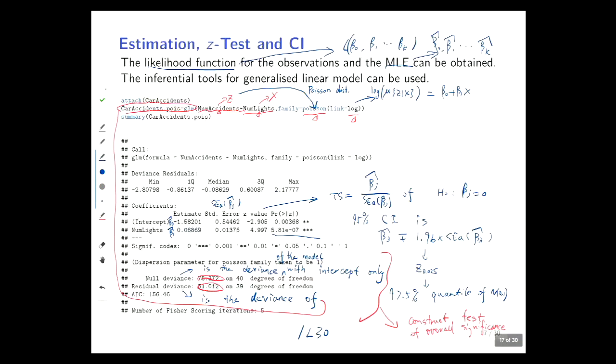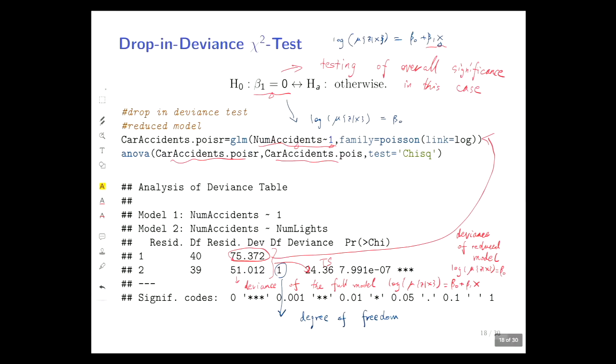So in this case, if we want to test beta 1 equal to 0, so that is only one coefficient, right? If we want to test only one coefficient, we can look at the z-test. For the z-test, the result is in the summary output, and we can see the p-value is smaller than 0.05, and in that case, we can reject the null hypothesis.